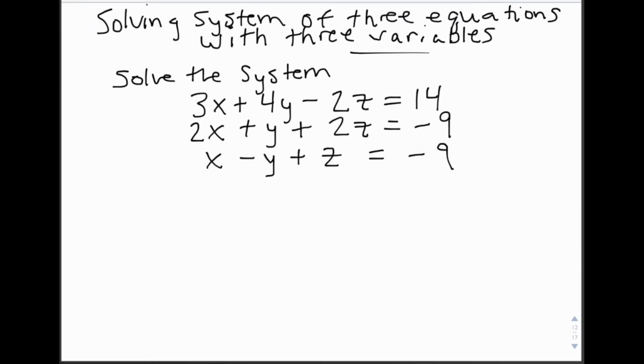So it asks us to solve the system, in this case with 3 variables and 3 equations. We want to go ahead and solve this following system. So the first thing we want to do is step number 1. Step 1: we want to eliminate one of the variables.